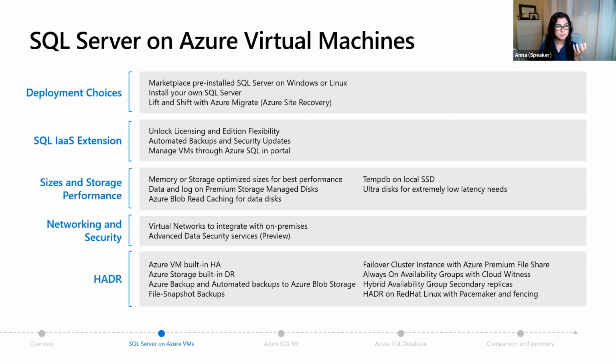Now, the main difference between these two options, a self-installed versus a pre-deployed image, is that the pre-deployed image comes with this SQL IaaS extension, which IaaS stands for Infrastructure as a Service. And this SQL IaaS extension is going to allow you to unlock some platform as a service goodness.